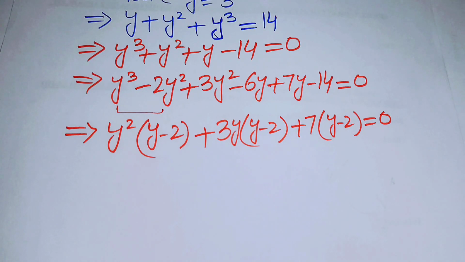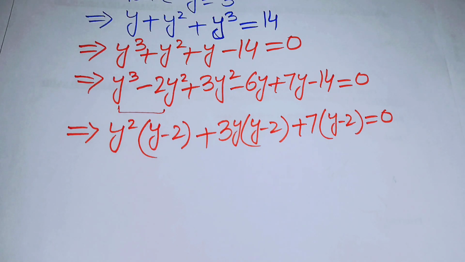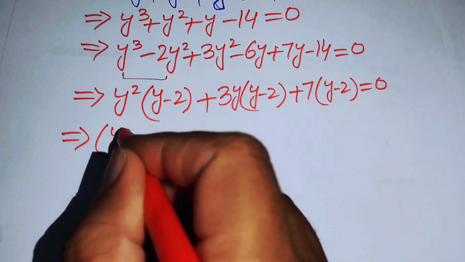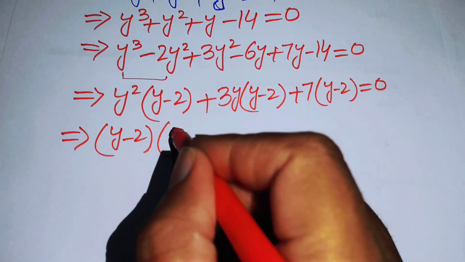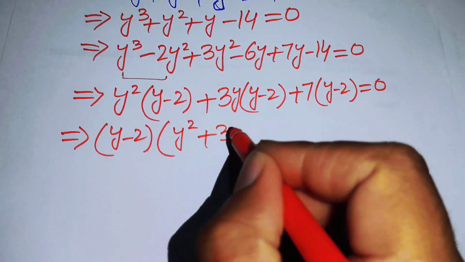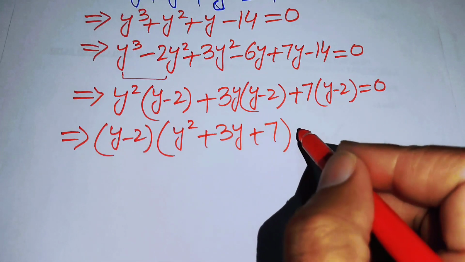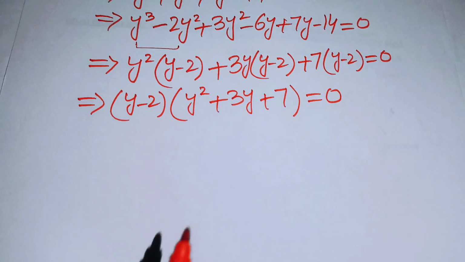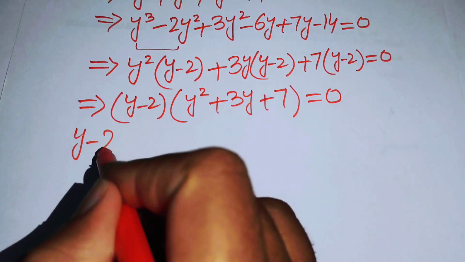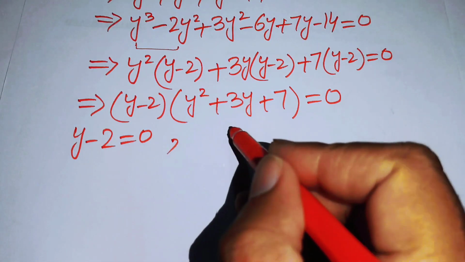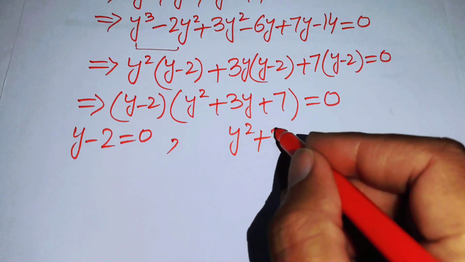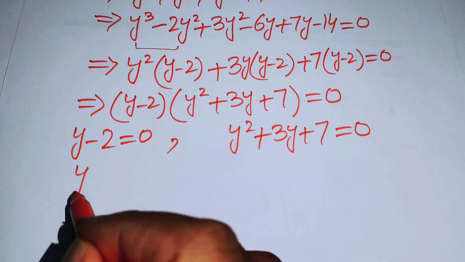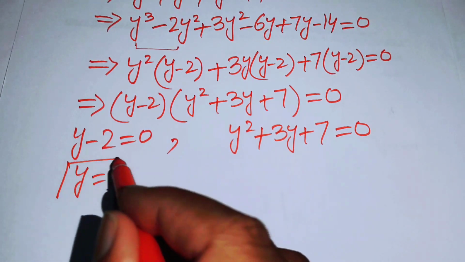Now you can focus on all the terms, and you see y minus 2 is present in each term, so we will take common y minus 2, and you will get y squared plus 3y plus 7 is equal to 0. So we have two cases. The first case is we take y minus 2 is equal to 0, and the other case is we take y squared plus 3y plus 7 is equal to 0. So in this case you get the value of y is equal to 2.